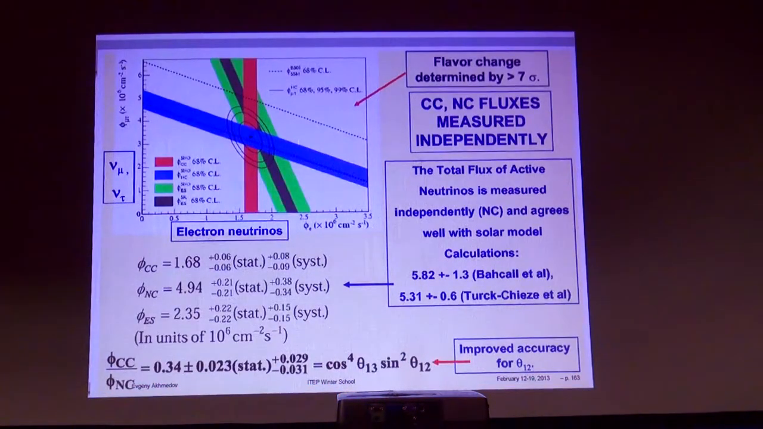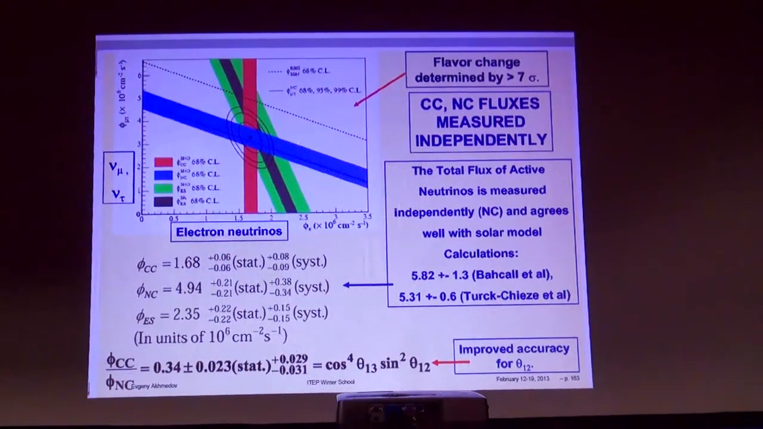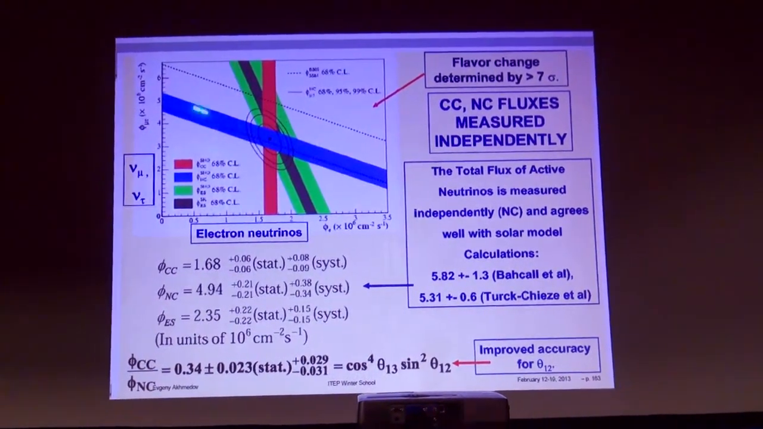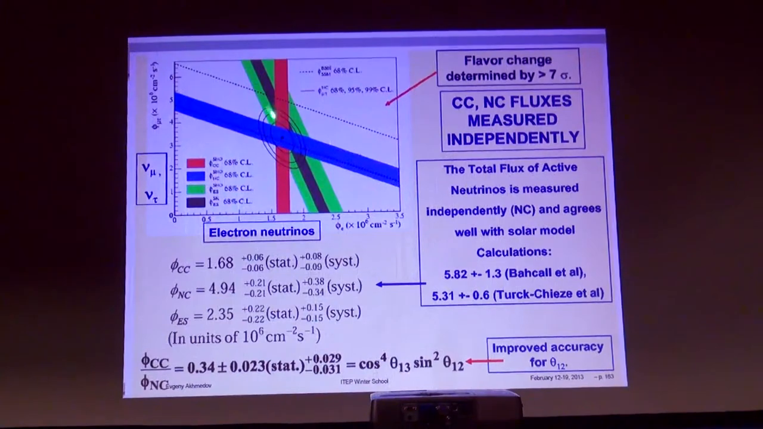And this is a very interesting plot. Here is the flux of electron neutrinos measured in different experiments, and this is the sum of the fluxes of muon and tau neutrinos. Now, the chlorine experiment is only sensitive to the electron neutrino flux. The neutral current experiment is sensitive to the sum of all three, and the electron scattering is mostly sensitive to the electron neutrinos, but also slightly sensitive to the muon and tau neutrinos.